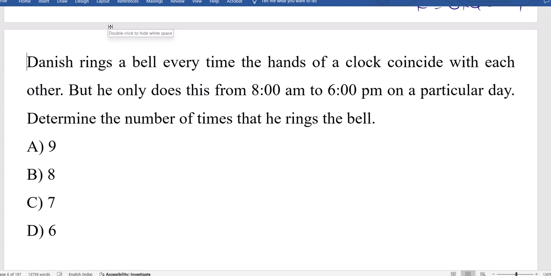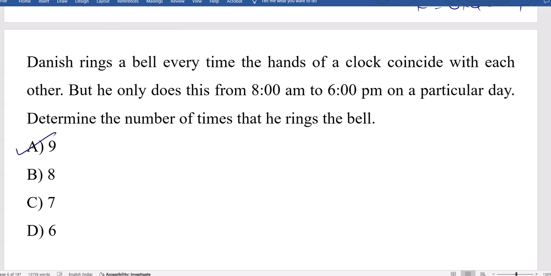Every hour one time it coincides. Then 8 to 6 p.m. means how many? 10 hours, right? There is no option 10. So that's why, right? If I'm not wrong, 8 to 6 p.m. means 10 hours. Clear, right? So every hour one time, but that's what they set us up to make the mistake. Avoiding the mistake, the answer is 9, correct.